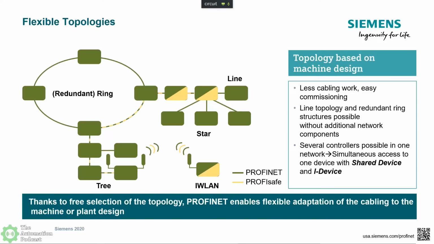Now I have a question, and I don't know if I'm reading too much into this. I don't see the dashed line where it's both ProfiSafe and PROFINET, except in the star configuration. Am I reading too much into that? Can you do ProfiSafe in a star configuration or no? In a star configuration, yeah, you can do ProfiSafe, of course.